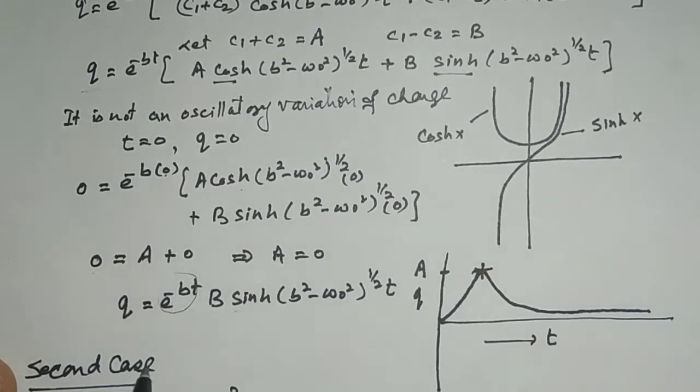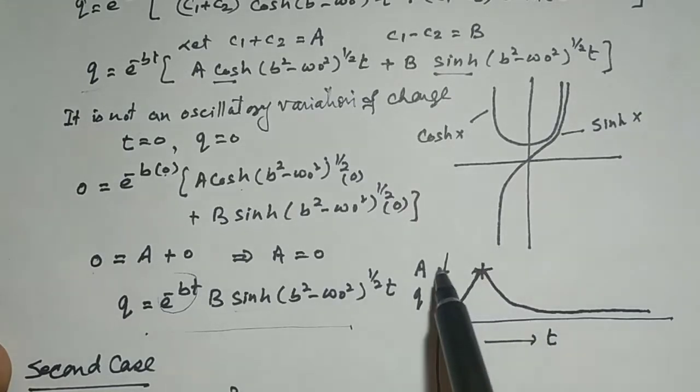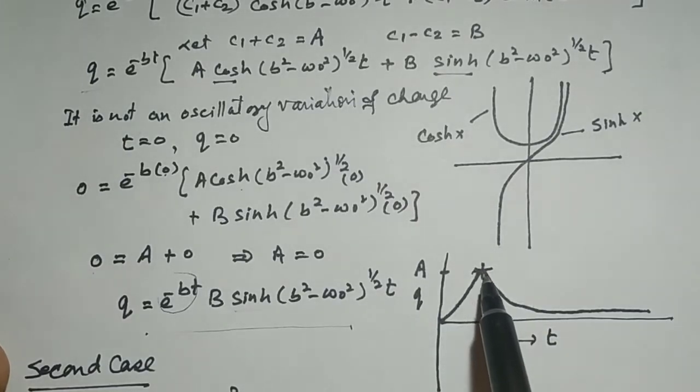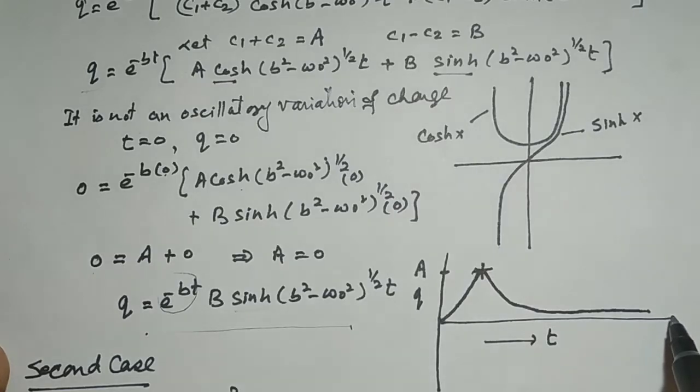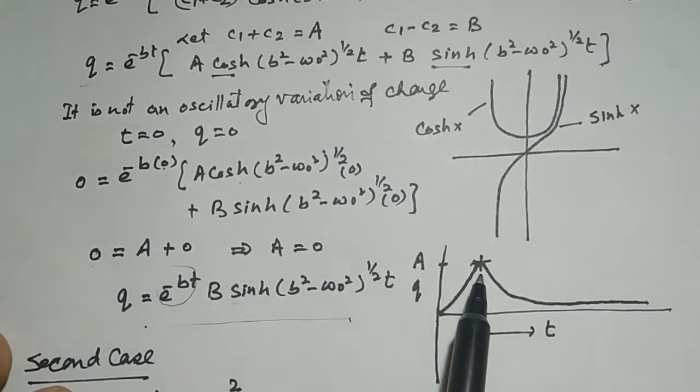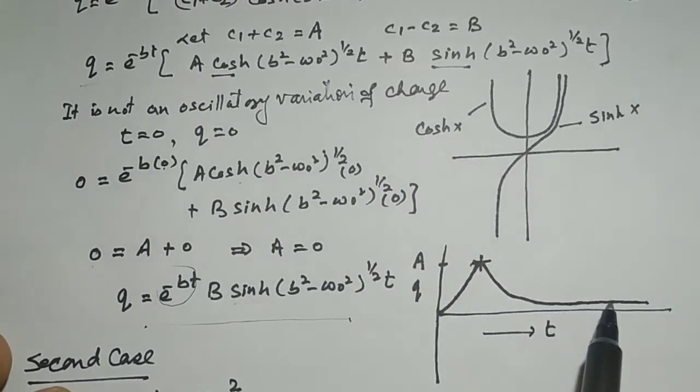Okay, so the solution will come out to be like this in the non-oscillatory, heavily damped oscillator condition, and the variation of the charge will be given by this. This is the maximum value, that is the amplitude, and after that it will decrease this way. And in this case it takes a long time to come to the initial value of charge, that is 0.